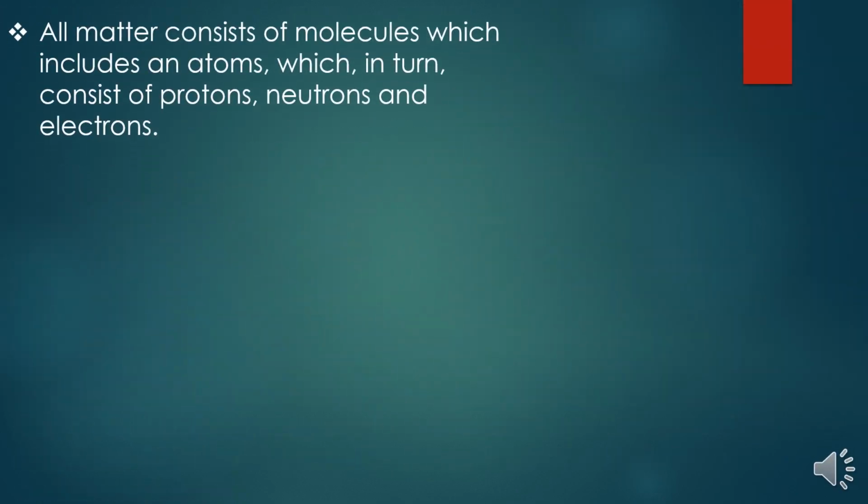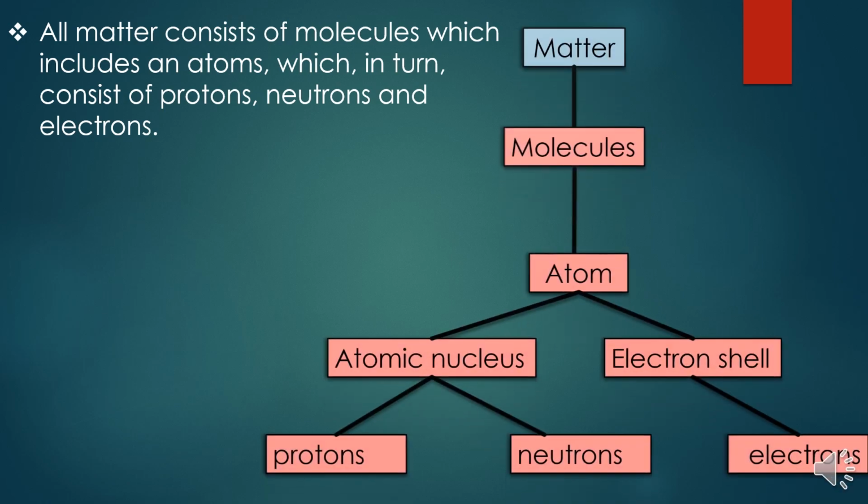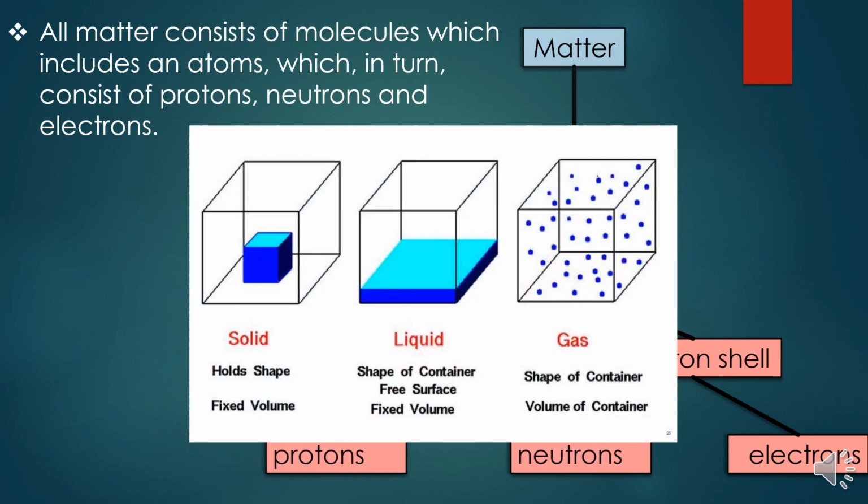All matter consists of molecules, which include atoms, which in turn consist of protons, neutrons and electrons. This shows how to produce matter from atoms and molecules. There are 3 states of matter: solid, liquid and gas. Solid holds its own shape and has a fixed volume. Liquid takes the shape of the container, has a free surface and a fixed volume. Gas takes the shape and the volume of the container.